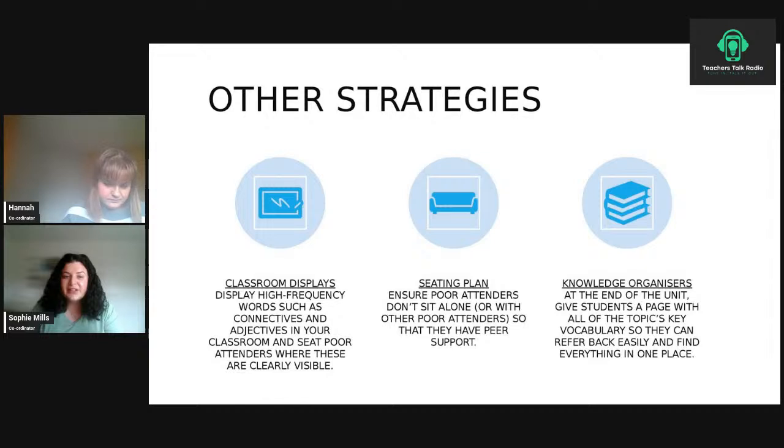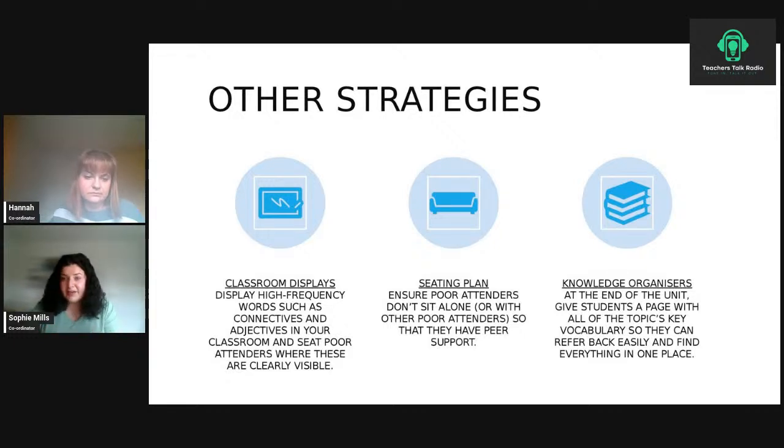Finally, I found that collating vocabulary and structures from each topic or unit on one sheet of paper, I know some people call these like knowledge organisers, is really helpful. I do this at the end of a topic to avoid them opting out of noting down vocabulary as we go. I know if they had that at the start of the topic, they'd say, oh, well, miss, I've got this already, so I won't write it down.